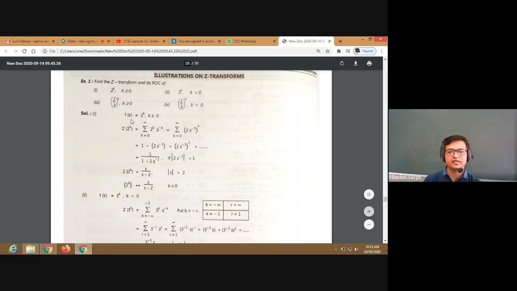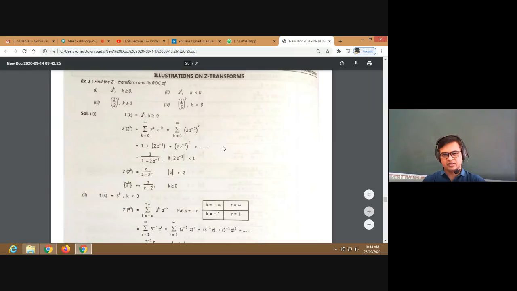Here f of k is given to be 2 raised to k for k non-negative. Starting with the definition, the Z transform of f of k is the summation from minus infinity to infinity of f of k z raised to minus k. But here k is given from 0 to infinity, so we write the summation from 0 to infinity only: 2 raised to k z raised to minus k. Using the laws of indices, we combine this to (2z raised to minus 1) the whole raised to k. Expanding this summation from 0 to infinity, we get a geometric series with common ratio 2z raised to minus 1.